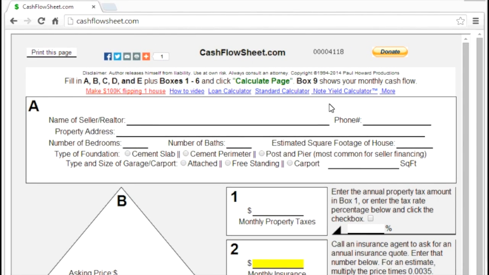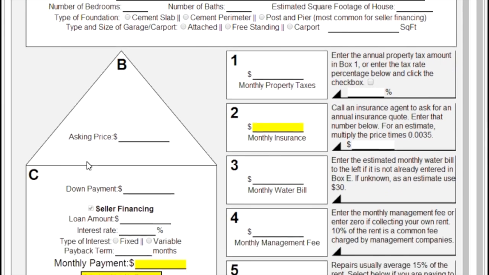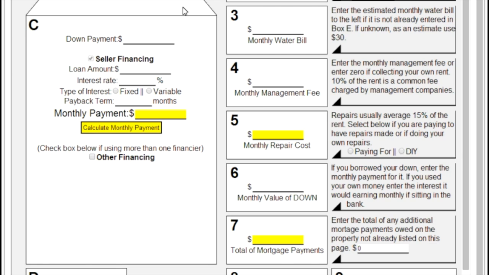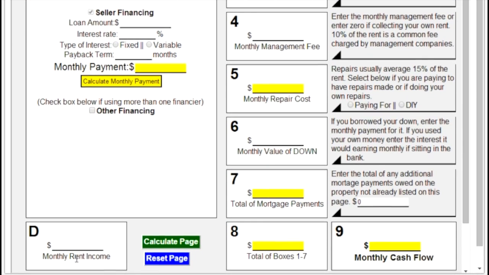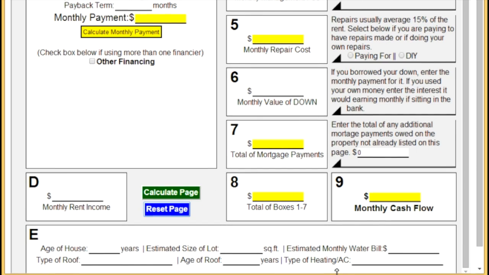In this area marked A, you can put in seller information and a little bit of information about the property. In section B, there's a place for the asking price. Section C is for the financing. Section D is for monthly rent income. And down at the very bottom, section E gives you more room to add information about the property.